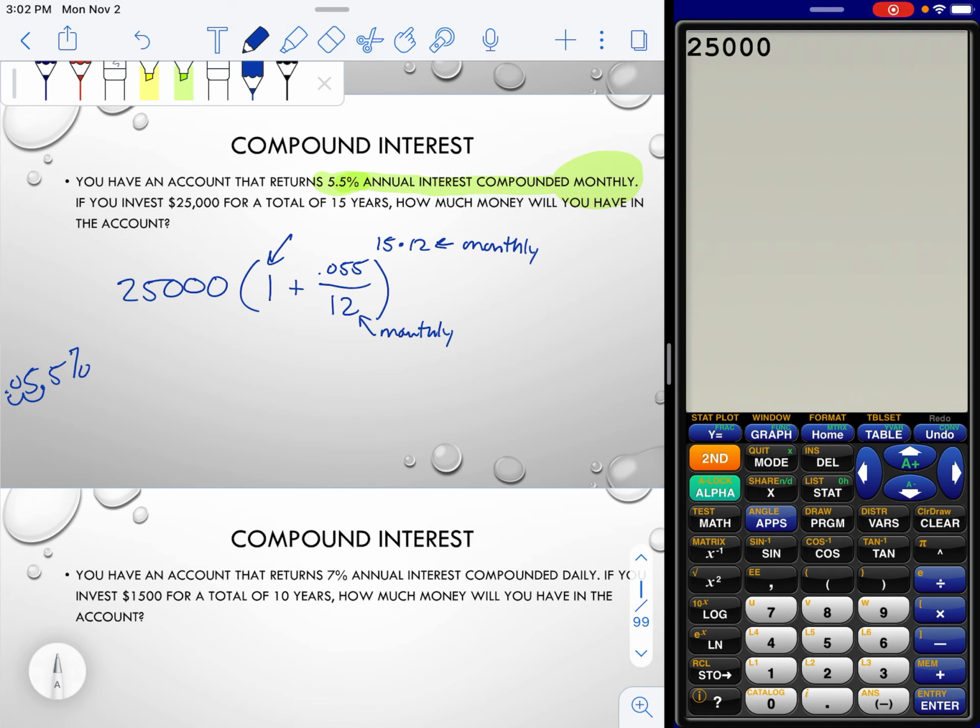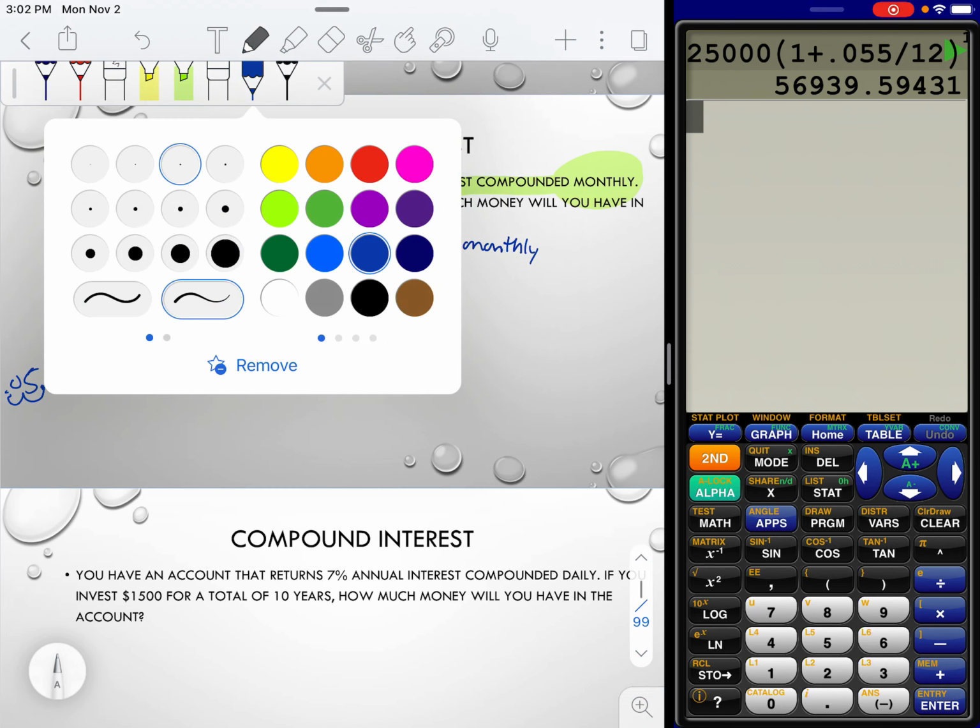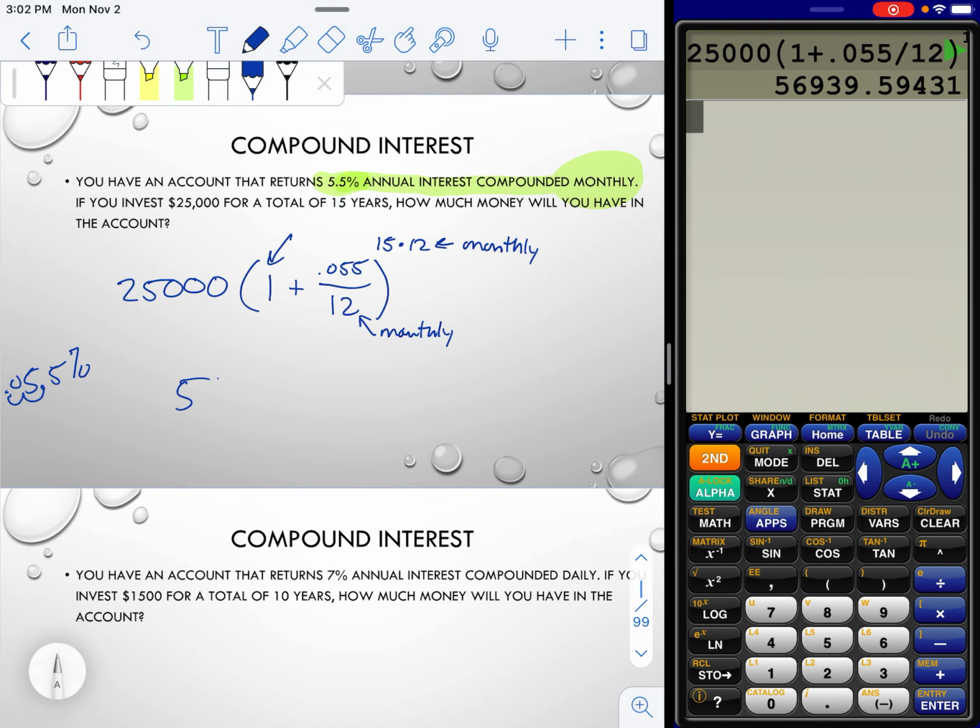25 grand times 1 plus 0.055 divided by 12, and that's raised to the 15 times 12 power. Let the calculator crunch the numbers for you. So you just turned 25 grand, you more than doubled it. We now have $56,939.59 in that account. That's why you invest your money.